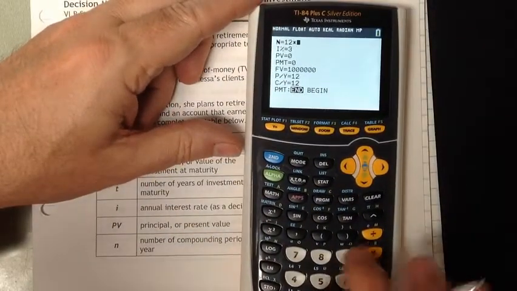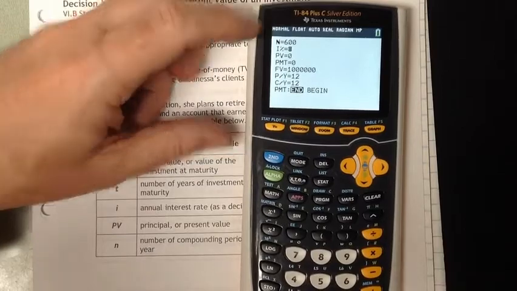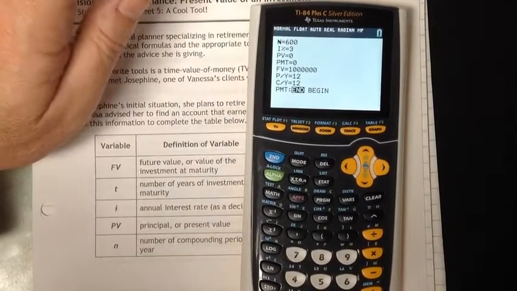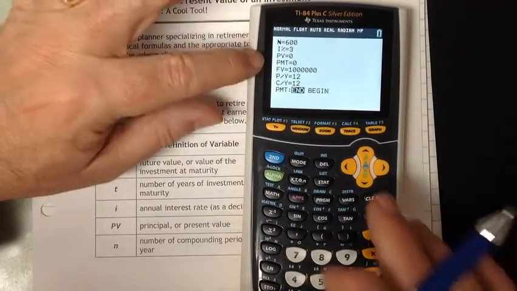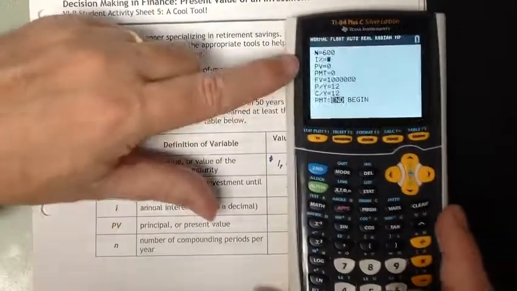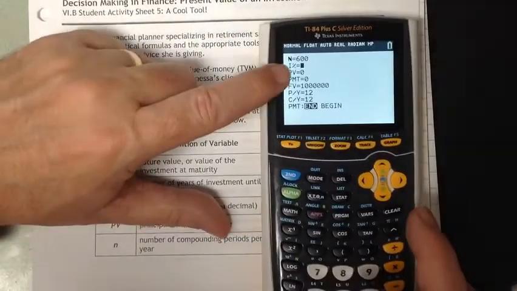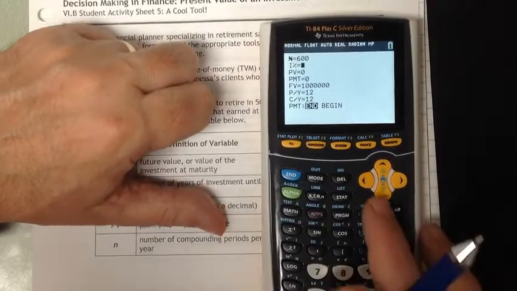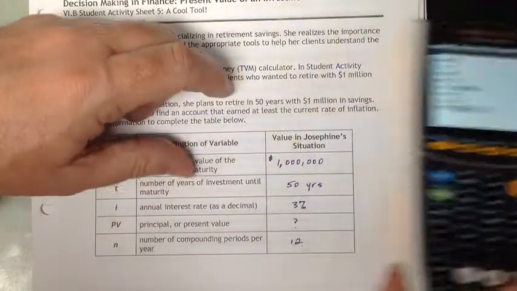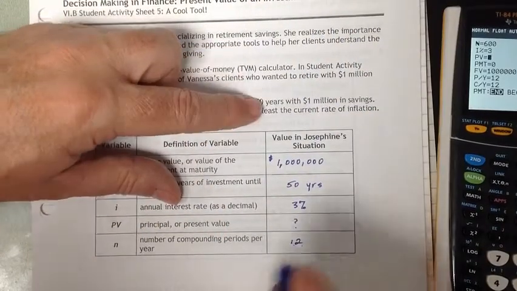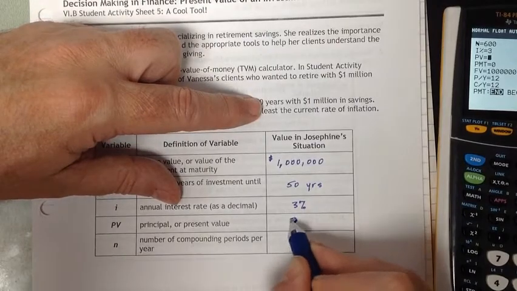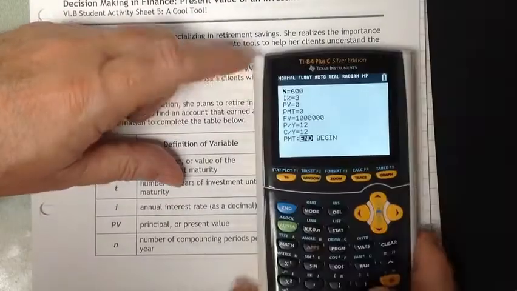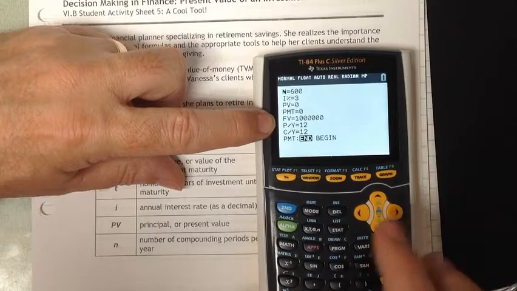We can say 12 times 50, press enter, and it tells us you're going to do 600 compoundings over this 50 years. My percent interest rate is 3%. You don't need to change it to a decimal, just leave it as a 3. Present value is what we're looking for. The principal or present value is the question mark here. Don't know what the present value is. The future value, though, is $1 million.